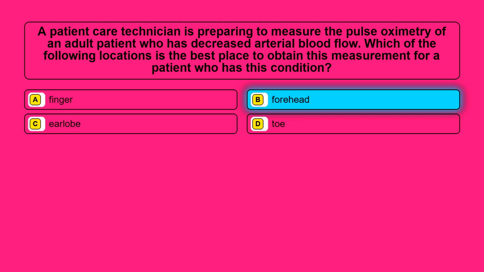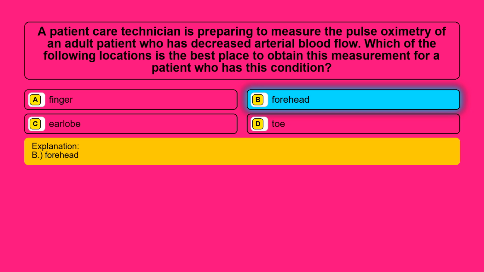The correct answer is option B. Forehead. B. Forehead.